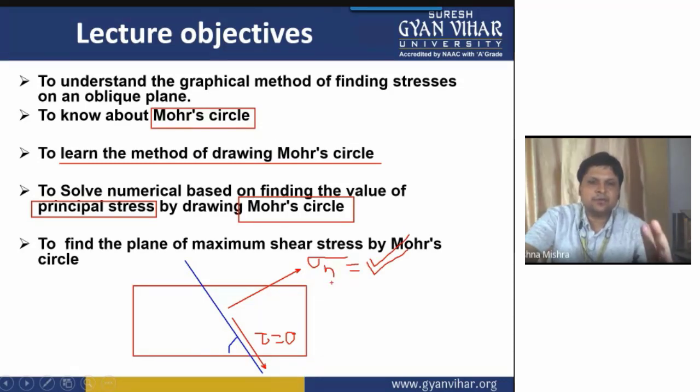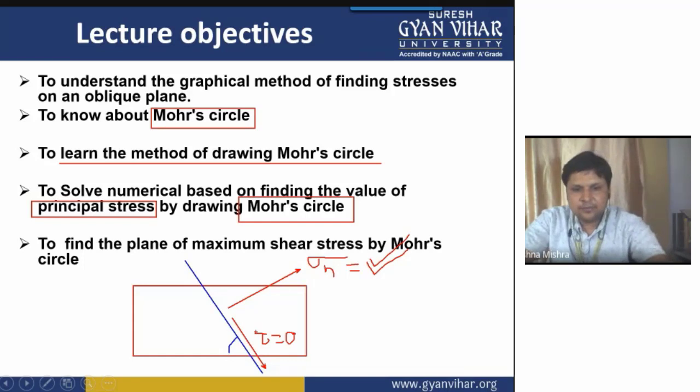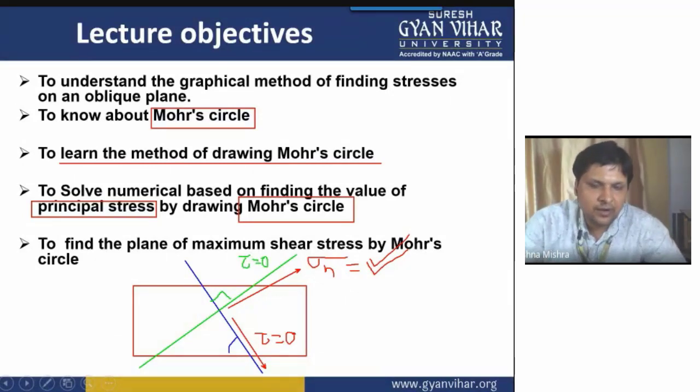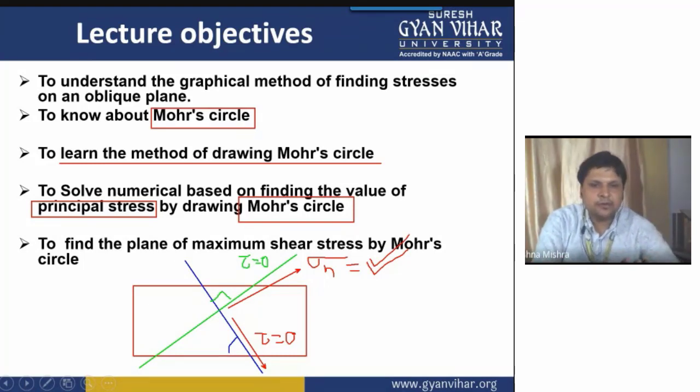Therefore we say there are two planes which are mutually perpendicular to each other, and these planes have shear stress value 0. If this is one of the planes highlighted in blue, there will be one more plane perpendicular to it, having shear stress value 0. Tau will be 0 in both these planes. So one correlation we have taken out is that principal planes are always mutually perpendicular to each other.